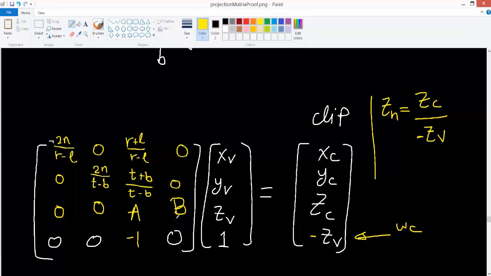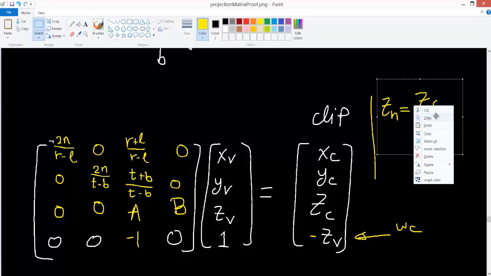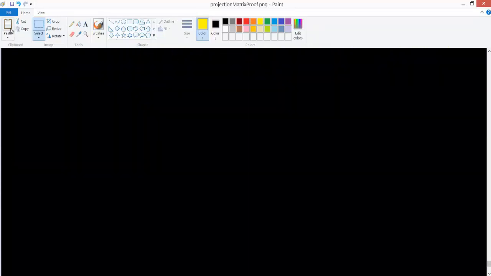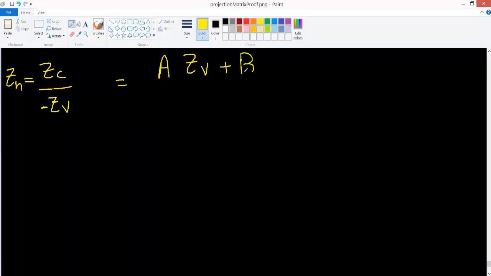Now, what information do we know about this zc? So we can get here and say that zn equals A multiplied by zv plus B over negative zv. Now, what do we know about zn?